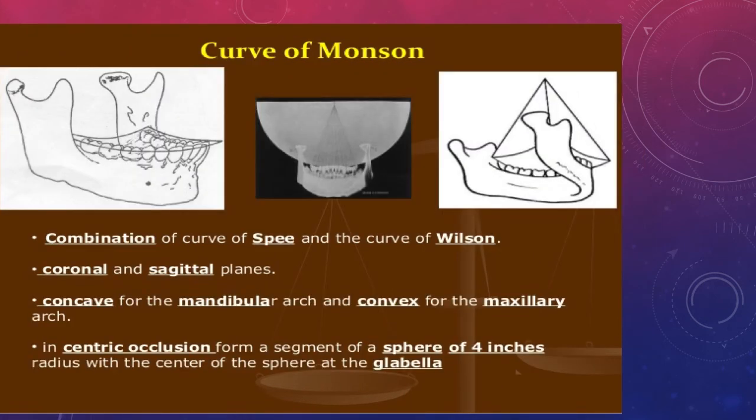Curve of Monson, a combination of the curve of Spee and the curve of Wilson, in coronal and sagittal planes: concave for the mandibular arch, convex for the maxillary arch. In centric occlusion, they form a segment of a sphere of 4 inches radius, with the center of the sphere at the glabella.